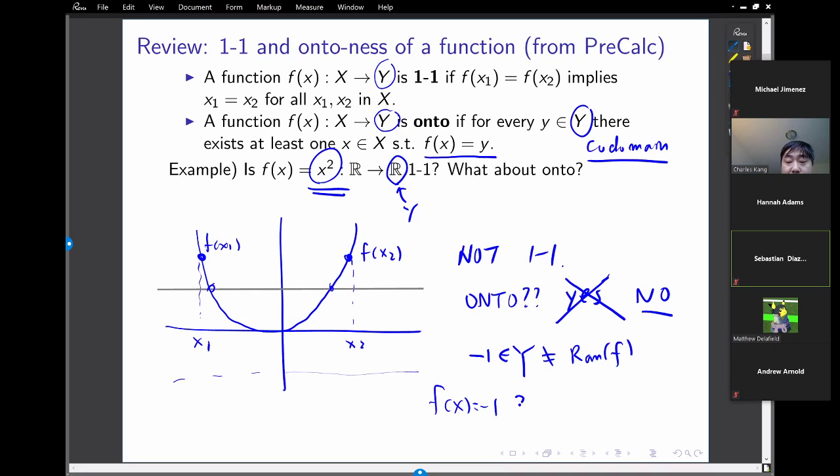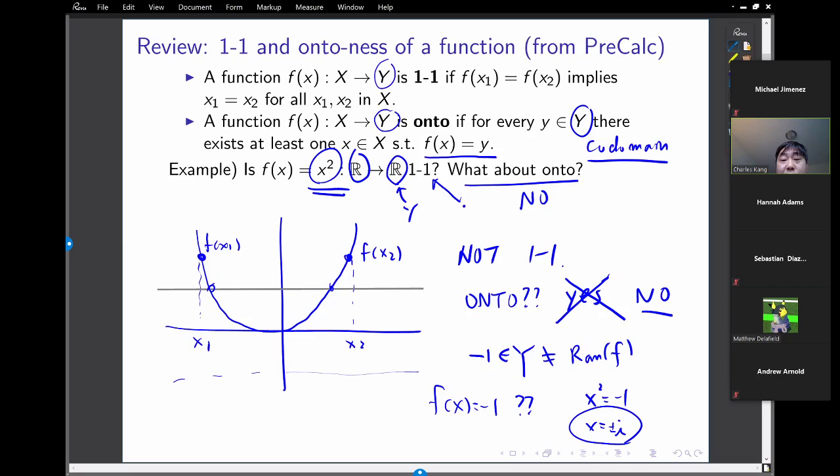Like square root of -1. I mean, okay, so x squared is -1 means x must be plus minus i, right? But this is not a real number. So i is definitely not an element in the domain, right? So there is no such x that gets mapped to -1 or any negative number. So this one clearly violates the onto definition. So the answer is no.